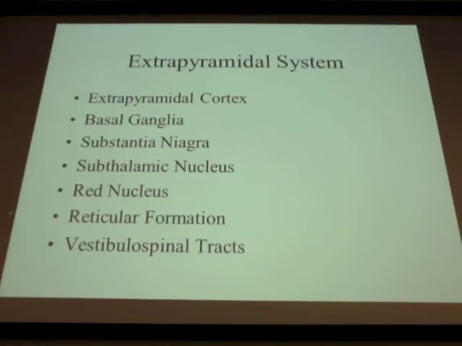If you remember the basal ganglia, they consist of the caudate, the putamen, and the globus pallidus. Those three nuclei taken together are called the basal ganglia. Okay, and so these project down into some other pathways which are extrapyramidal. They don't involve the same pathway that we just talked about. And so the extrapyramidal system is primarily the basal ganglia, the substantia nigra, subthalamic nucleus, the red nucleus, the reticular formation, and the vestibulospinal tracts.